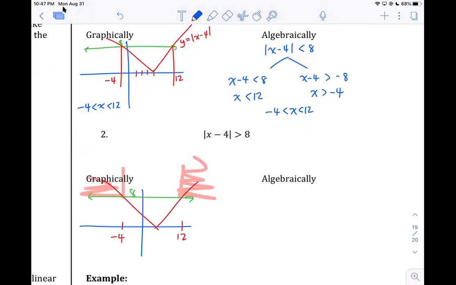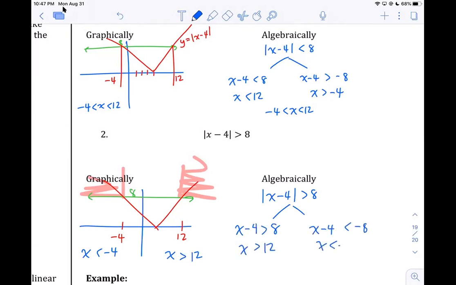And then how do we write numbers that are less than -4? That is x less than -4. And how do we write numbers that are greater than 12? We write x greater than 12. Okay, and then algebraically, we are just going to solve it that same way. So rewrite the question, and then rewrite the question, except we put a -8, which means we switch the direction of the sign. So x greater than 12, and then x less than -4.